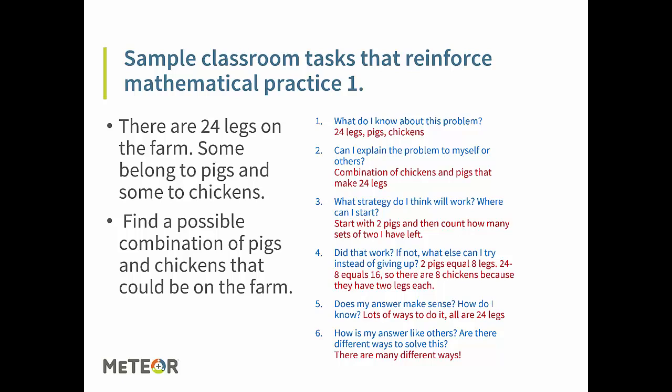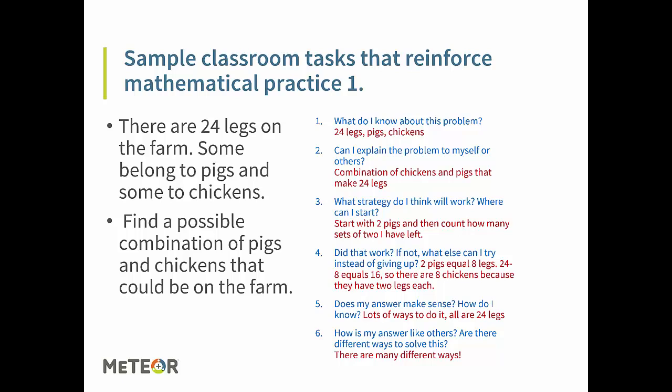2 pigs equals 8 legs. 24 minus 8 equals 16. So there are 8 chickens because they have 2 legs each. Does my answer make sense? How do I know? Lots of ways to do this. All are 24 legs. How is my answer like others? Are there different ways to solve this? There are many different ways.